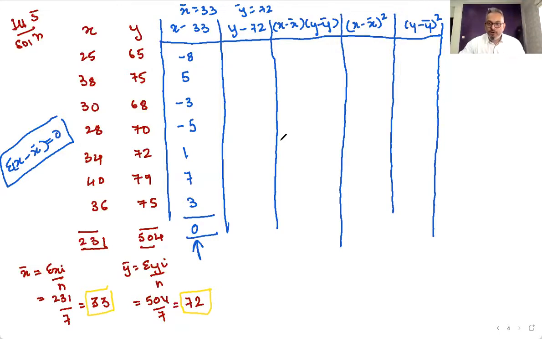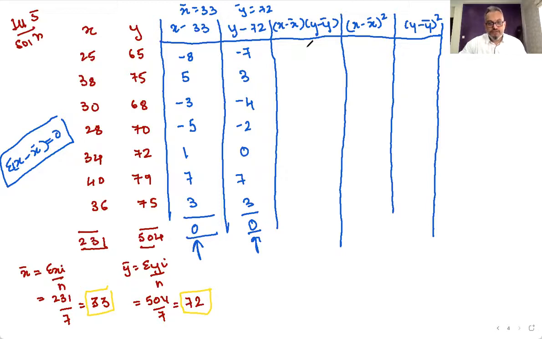It's a check. Okay. Now y minus 72: 65 minus 72 is minus 7, plus 3, 68 minus 4, 70 minus 2, 0, 7, 3. Total: 7 and 6 is 13. 3 and 3 is 6 and 7 is 13. So again 0. Always do this total to check. If 0 is not coming here, then you have made some mistake. So recalculate. Okay, it's a checkpoint.